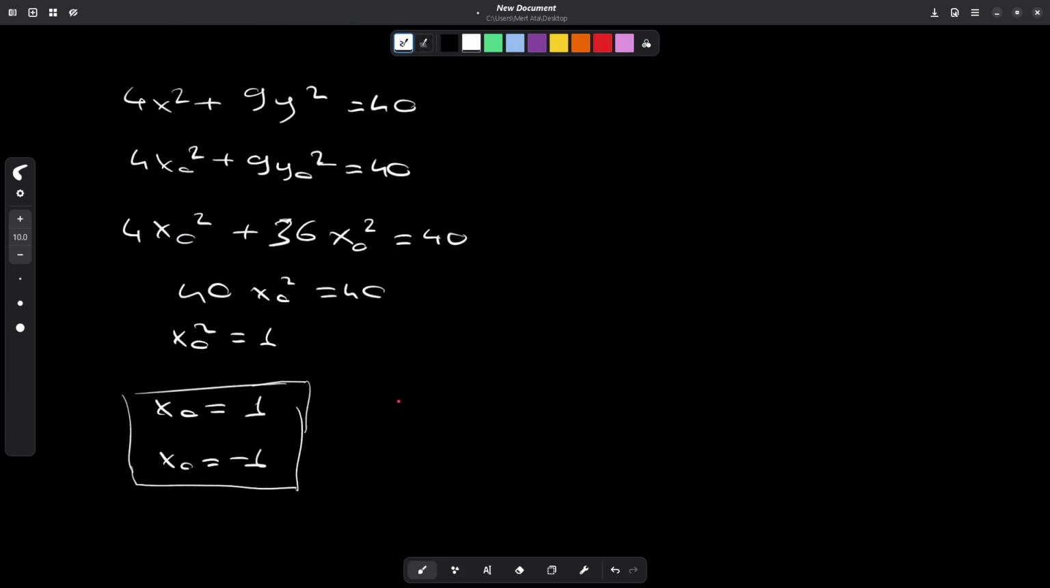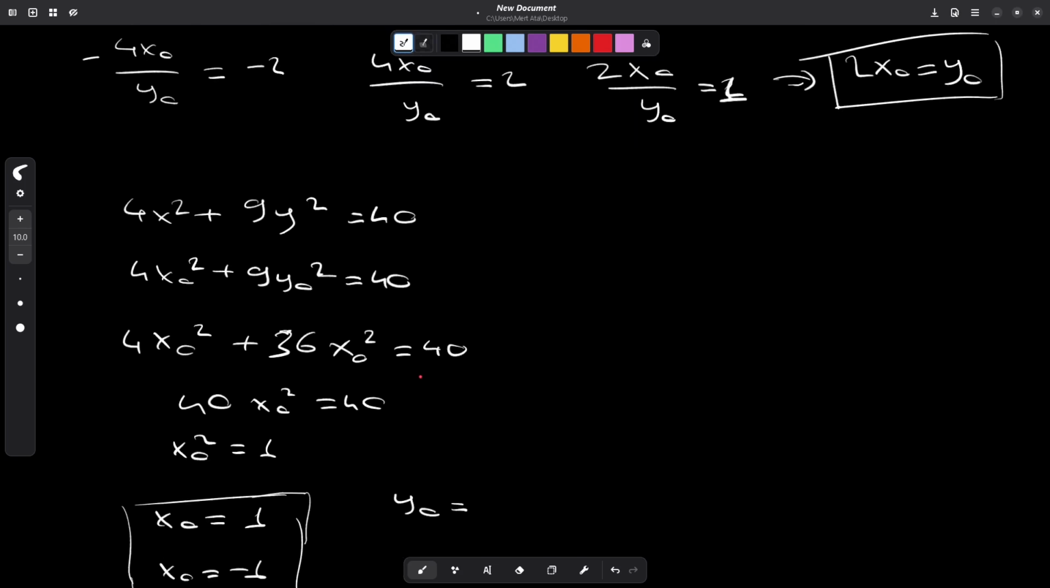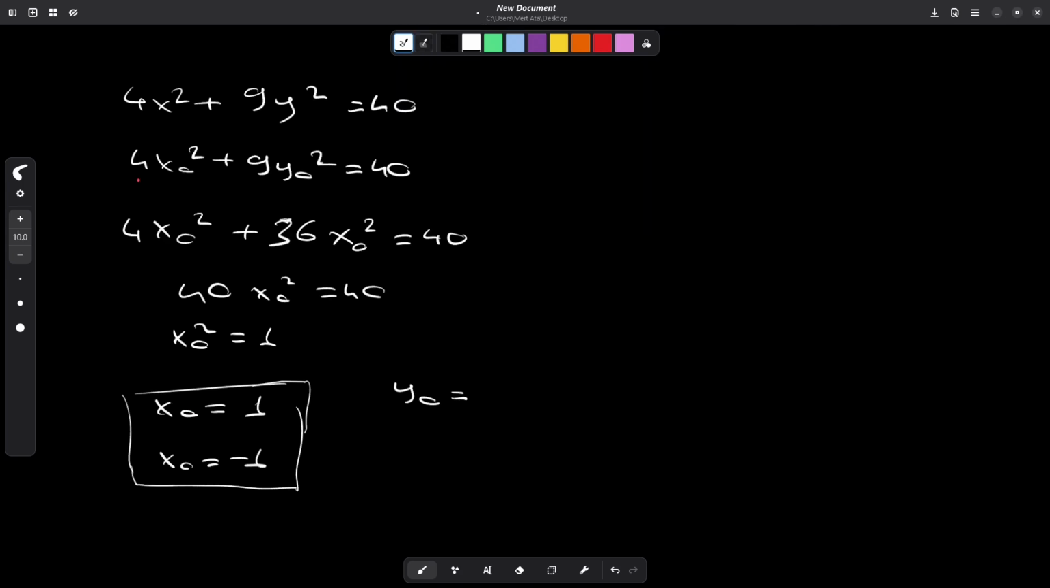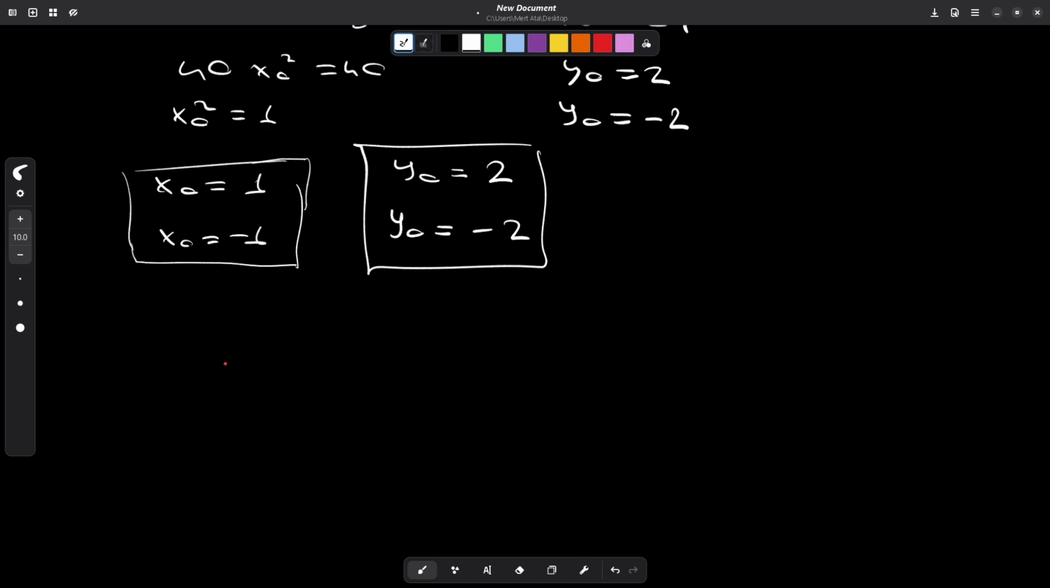Let's figure out what y0 is. Let's use an equation. Well, it doesn't really matter. Plug the 1 in, 4, send it to the right hand, 36. 9y0 squared is equal to 36. Y0 squared is equal to 4. Y0 is equal to 2, and y0 is equal to negative 2. I found my points. I will have two tangent lines, of course.